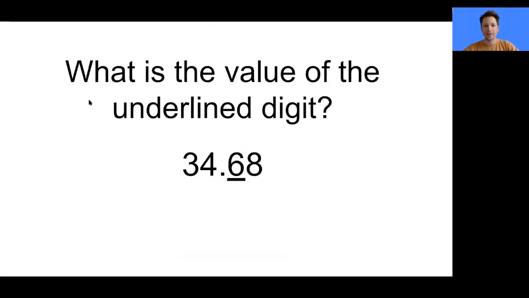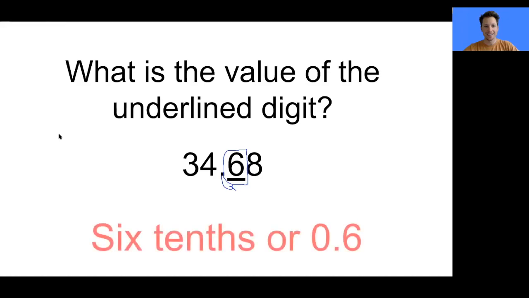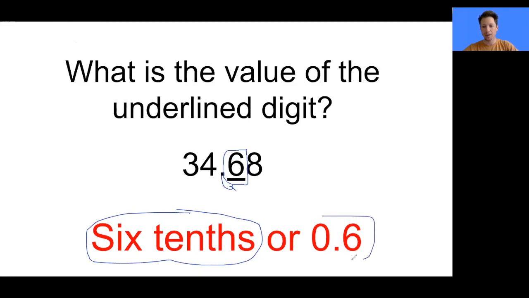Right. What is the value of the underlined digit? So what I like to do is make sure I know what is underlined, which is this digit right here. So I see that it is one place to the right of the decimal. And so I know that is 6/10 in word form. Another way to write it, so this right here, this is word form. Another way to write it is 0.6, but we still say 6/10.